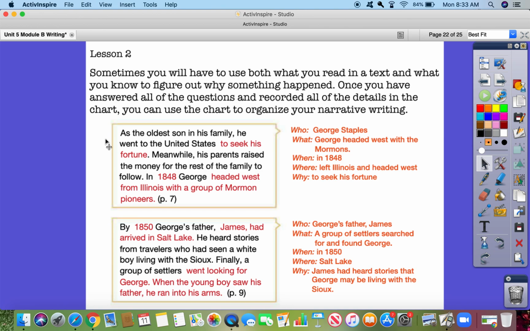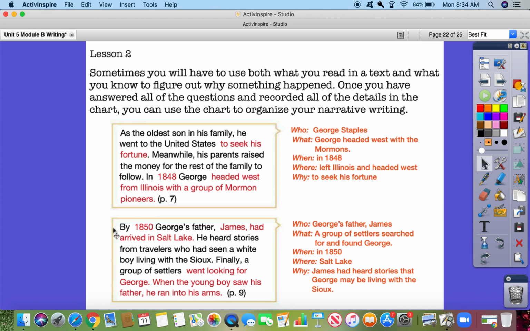Let's look at our first example. "As the oldest son in his family, he went to the United States to seek his fortune. Meanwhile, his parents raised the money for the rest of the family to follow. In 1848, George headed west from Illinois with a group of Mormon pioneers." That's found on page 7. So look, we can answer: Who? George Staples. What? George headed west with the Mormons. When? In 1848. Where? He left Illinois and headed west. Why? To seek his fortune.